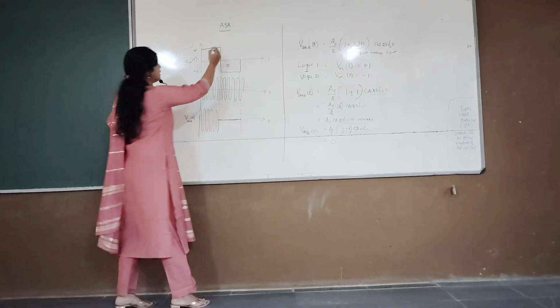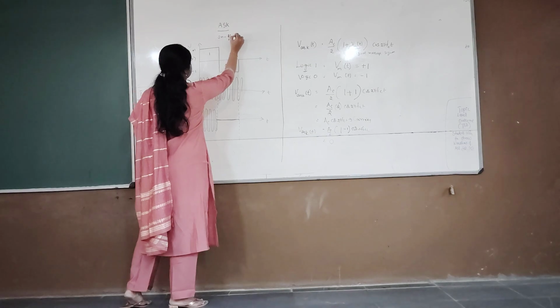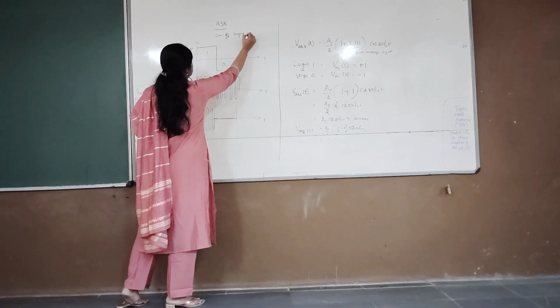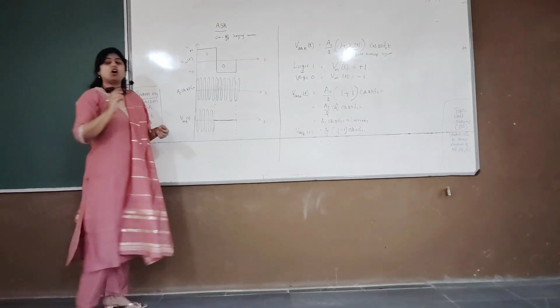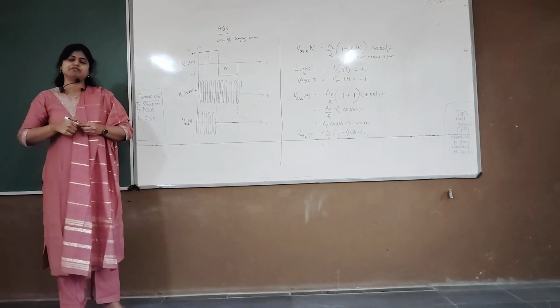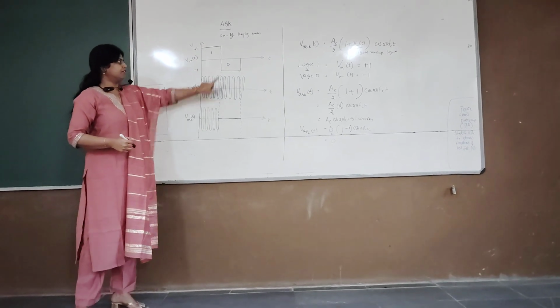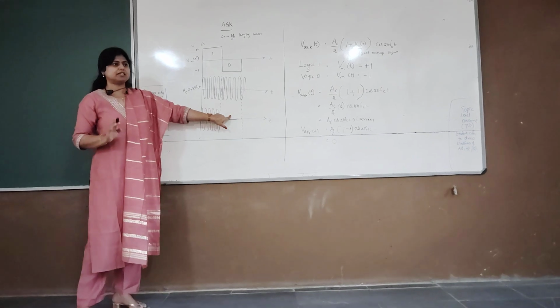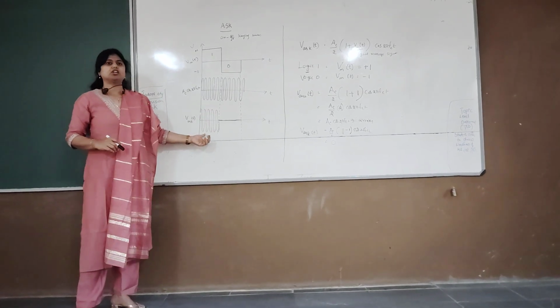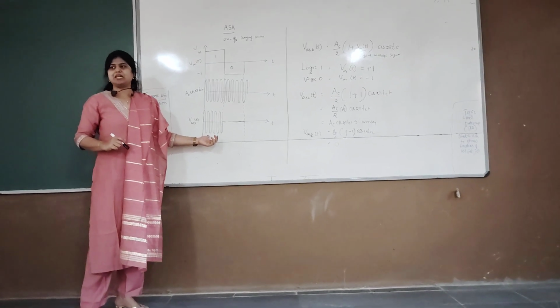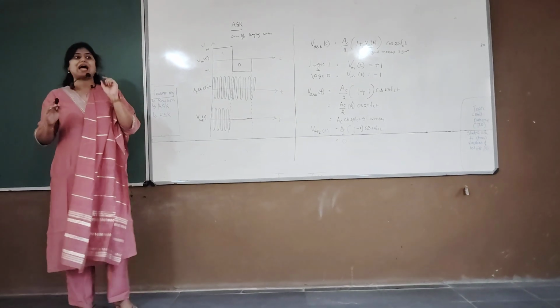This is also known as the on-off keying method. That's another name for ASK. Why do we call it on-off? For logic 1 the carrier is on, for logic 0 the carrier is off, the carrier is absent. So this kind of keying method we call the on-off keying method. So this is about the amplitude part.